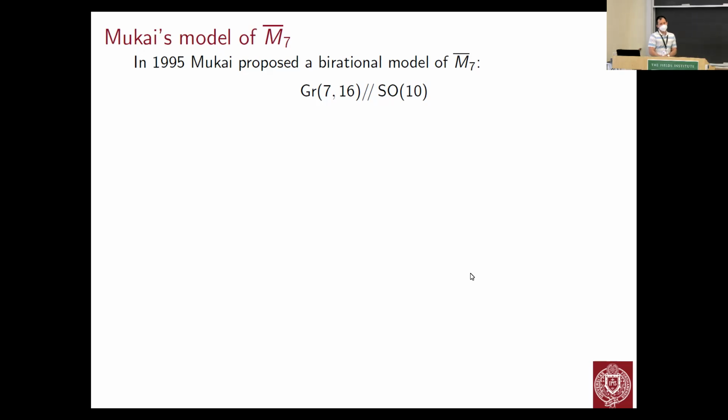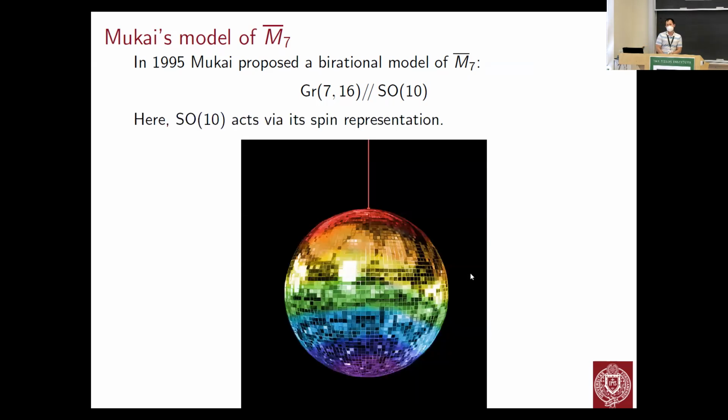Here's Mukai's model. He says you take the Grassmannian of 7-dimensional vector subspaces of a 16-dimensional vector space and mod out by the action of the algebraic group SO10. Okay, so let's unpack that a little bit. How is SO10 acting on this Grassmannian? By its spin representation.